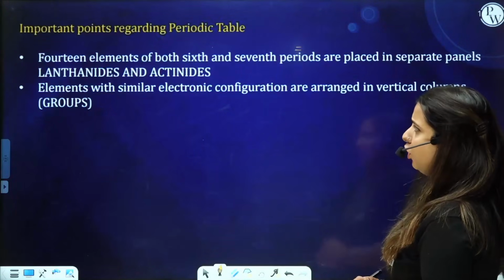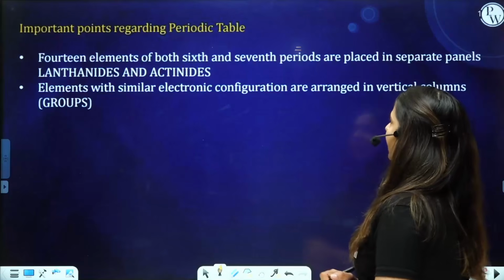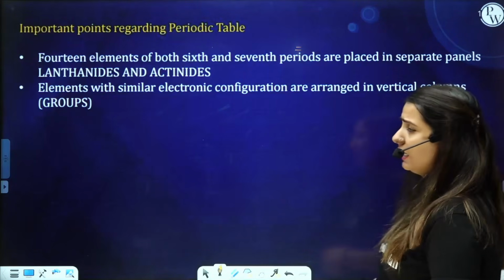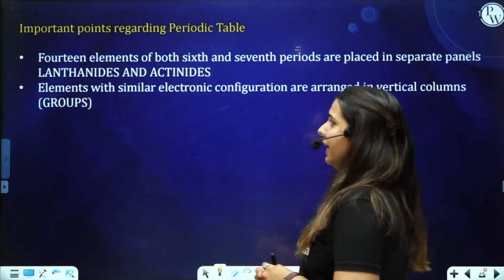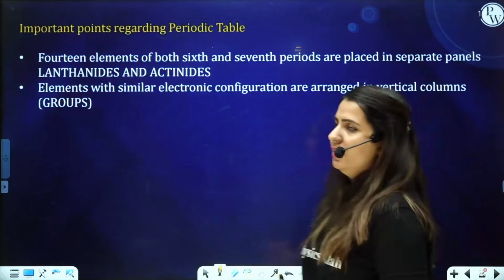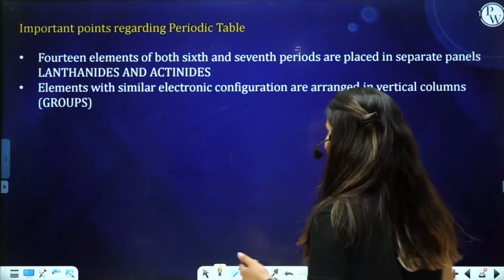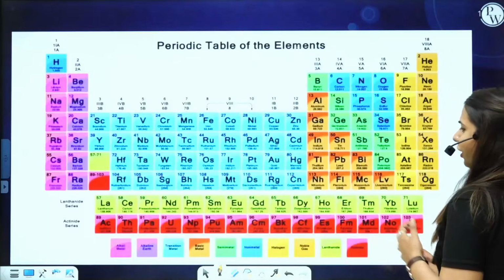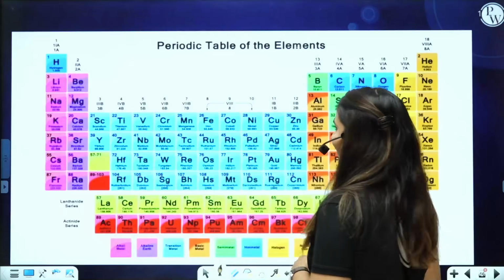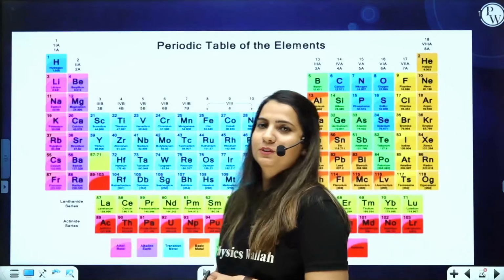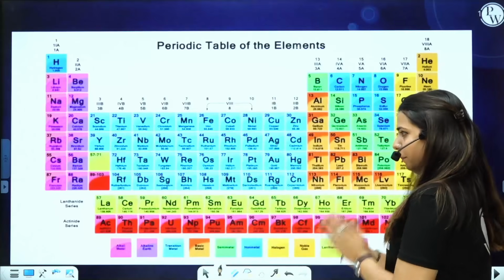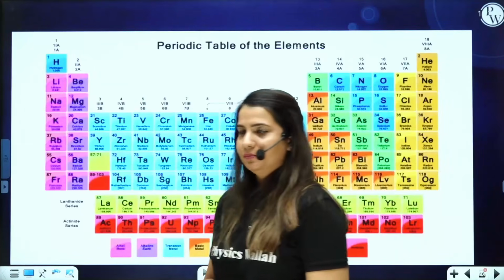14 elements of both 6th and 7th periods are placed in separate panels. Lanthanides and actinides are the names of these panels, and elements with similar electronic configurations are arranged in a vertical column called groups, right? So let's first have a look at our periodic table, what exactly we have to study in these respective groups, columns and everything. This is the modern periodic table present in front of us.